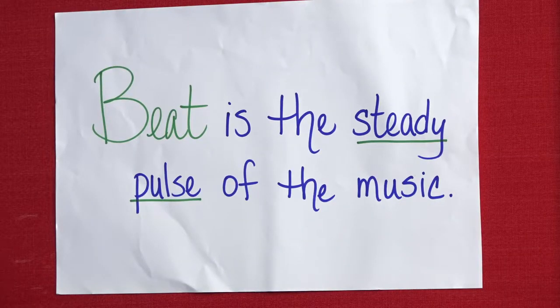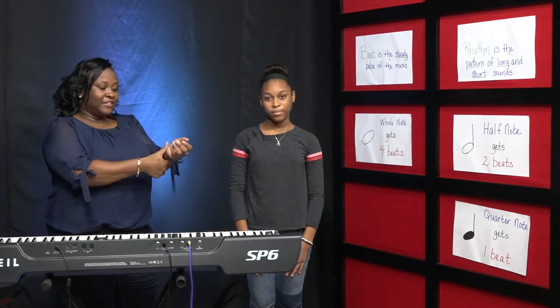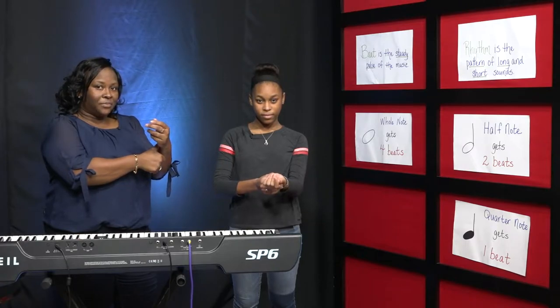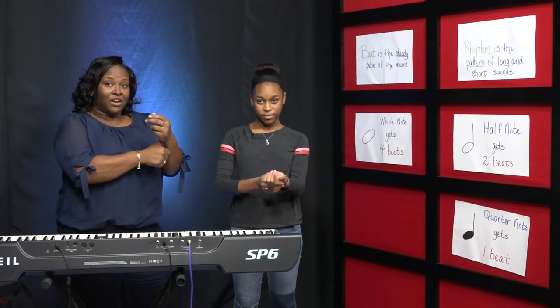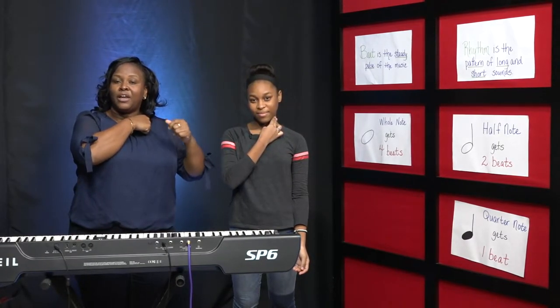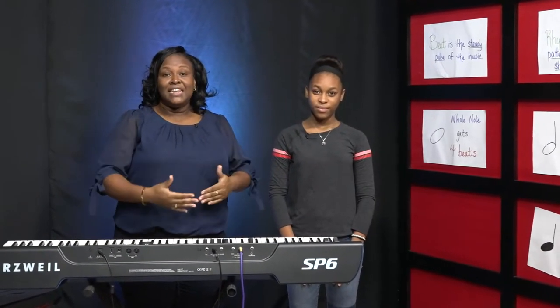So firstly, we're going to look at beat. Beat is the steady pulse of the music. Now, just like how you have a steady heartbeat, if you place your thumb, go ahead, Maya, place your thumb on your wrist, you should find a heartbeat. You can either find it here on your thumb or you can find it here on your neck, and you would feel your heart pumping, and it is at a steady pace. There is no change. In the same way, in music, you have a steady heartbeat. You have the steady beat of the music, all right?